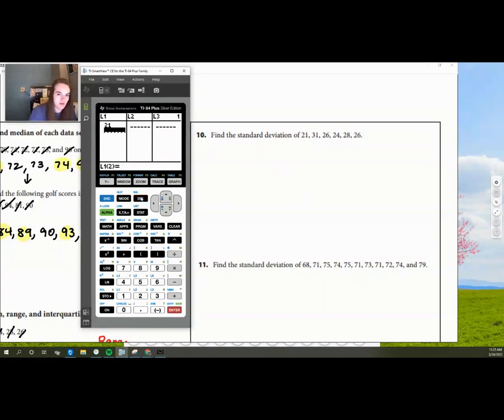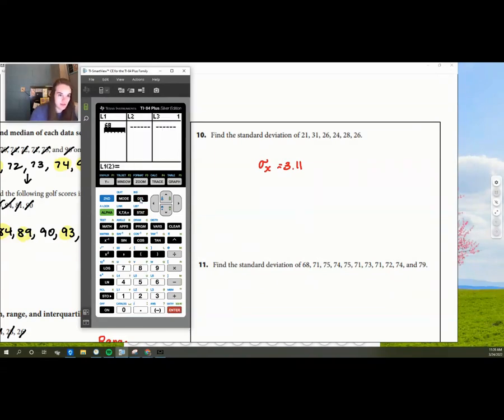21, 31, 26, 24, 28, 26. All right, Stat, Edit, Calc 1. And our standard deviation is 3.11. Okay. Stat, Edit, Delete, and let's find the other one.